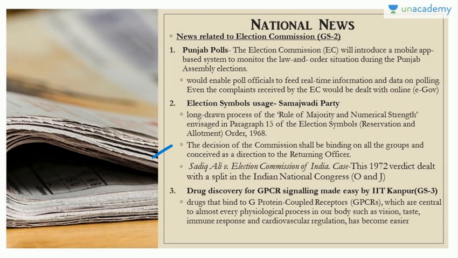There was a very famous case, Sadiq Ali versus Election Commission of India, regarding a similar issue during the split of the Indian National Congress into Congress O and Congress J, on which a verdict was given in 1972. Obviously, the Election Commission has to decide on this. They will decide on the numerical strength of whichever faction represents the party, and which faction will retain the official election symbol.